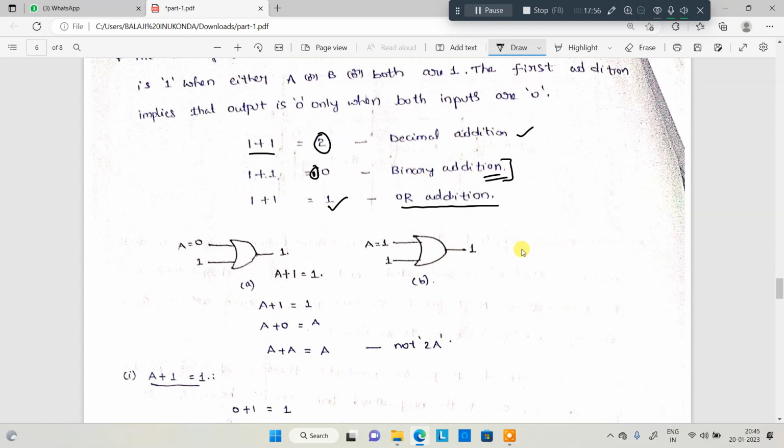This binary addition is in chapter number 3, where we are going to discuss binary conversion, binary to decimal and decimal to binary. All this conversion takes place in chapter number 3. Okay, we'll discuss it there.